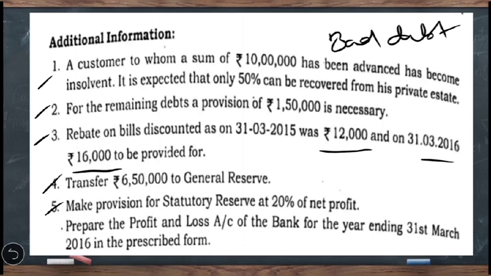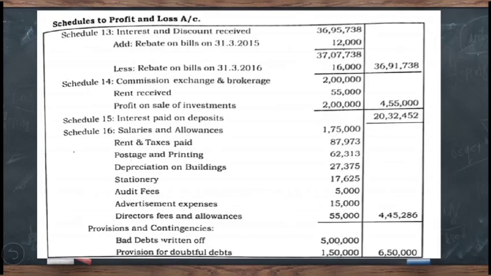So the requirement here is to prepare the profit and loss account of the bank for the year ended 31st March 2016 in the prescribed form. Now coming to the solution part, first we will be showing note number 13, that is interest and discount earned. So here first we will be writing interest and discount earned or received amounting to 36,95,738.